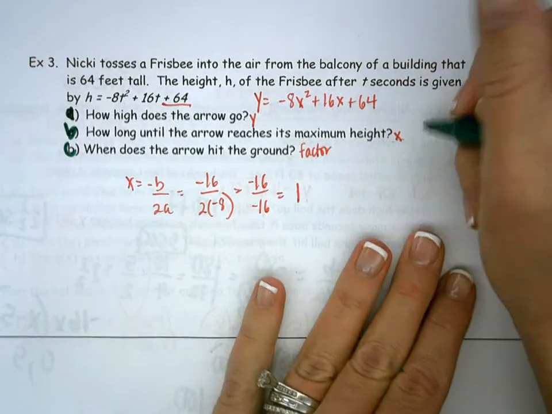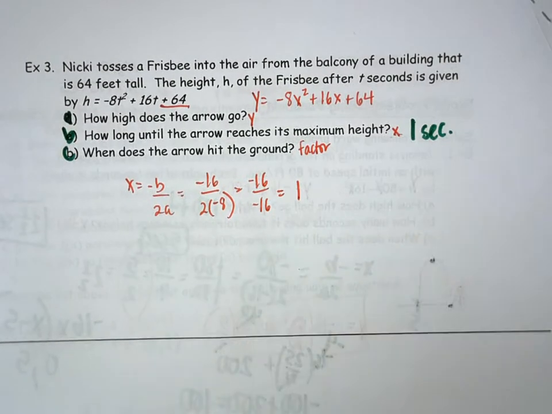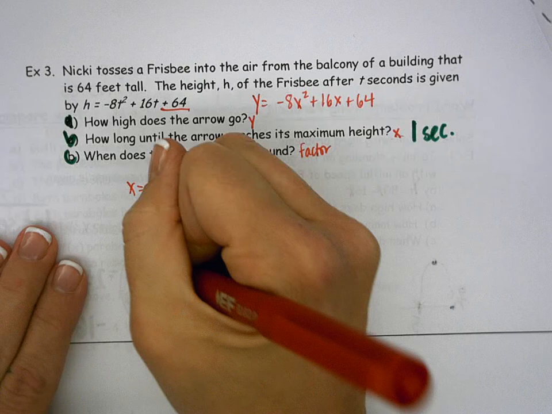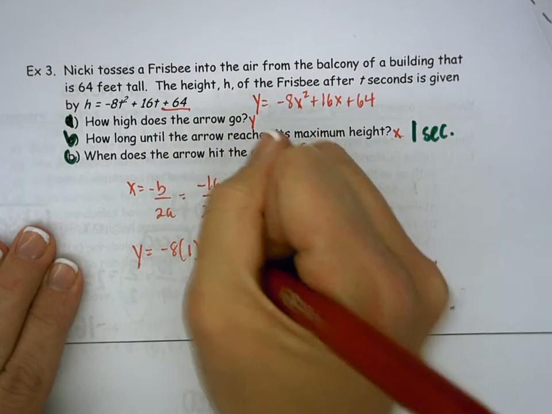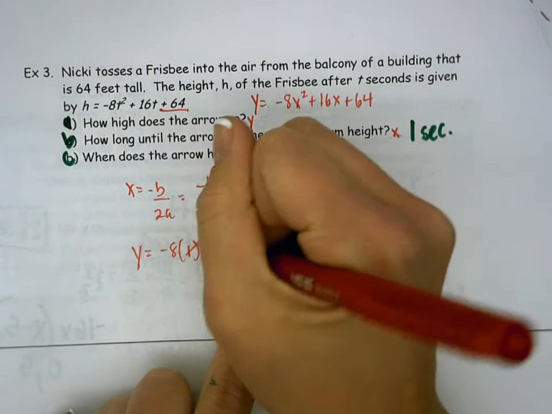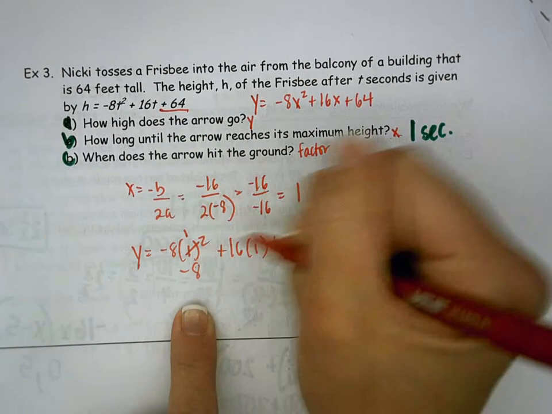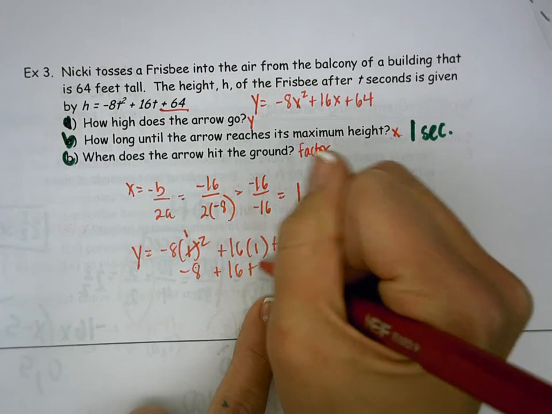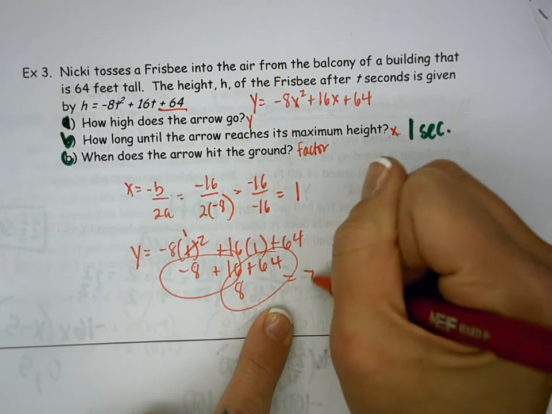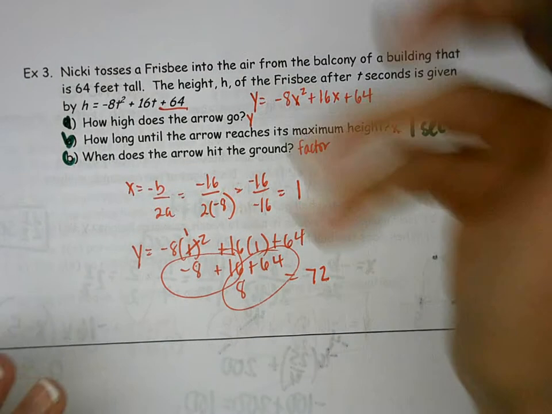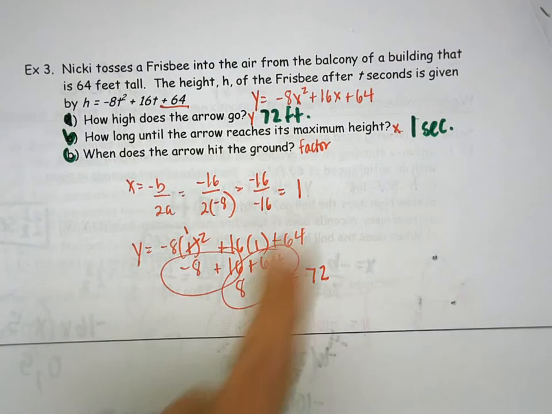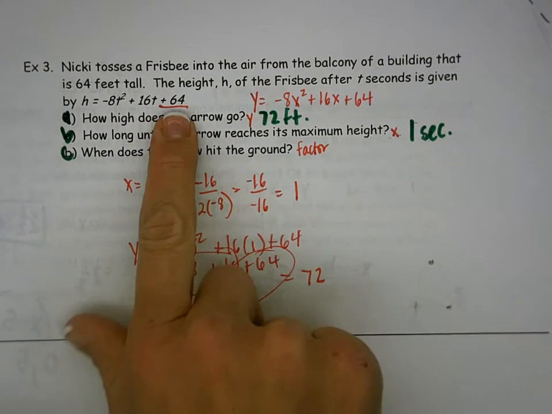So B is 1 second. Okay, we find the y by plugging back into our original equation. So we have y equals negative 8 times 1 squared plus 16 times 1 plus 64. 1 squared is 1. Negative 8 times 1 is negative 8 plus 16 plus 64. Negative 8 and 16 is 8. 8 plus 64 equals 72. And that is 72 what? Feet.